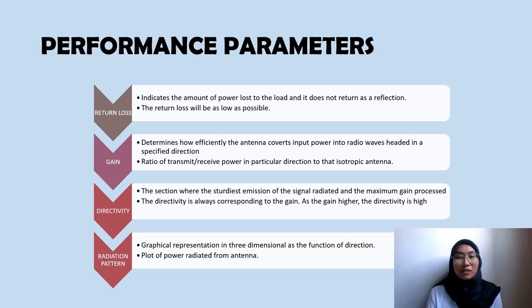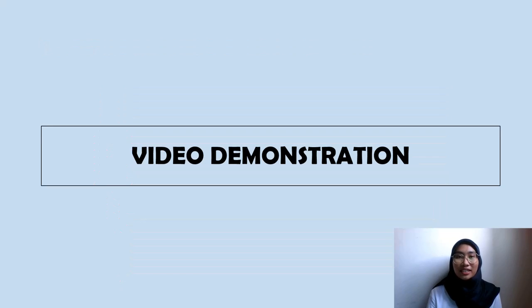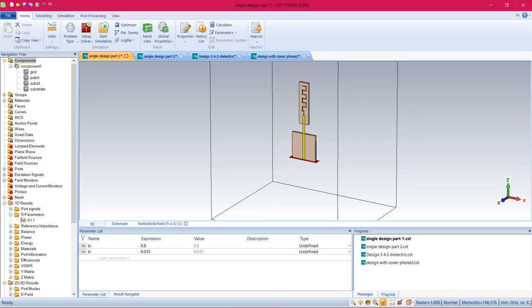So, the performance parameters that I study in my research are return loss, gain, directivity, and radiation pattern. So, here is the demonstration of my project. I am using CST simulation software to design and simulate my antenna. So here is my first design, which is a meander line antenna in a vertical shape. And I am using FR4 with dielectric constant 4.3 for the substrate.